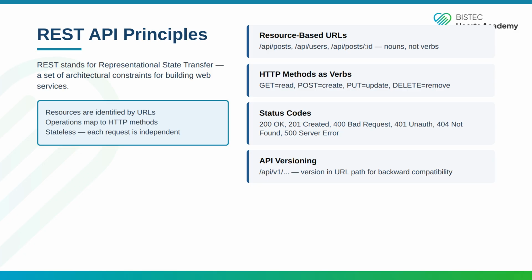Every request is stateless, meaning the server doesn't remember anything about previous requests. Resource-based URLs mean you use nouns, not verbs. It's /api/posts, not /getAllPosts. Status codes communicate what happened. 200 means success, 201 means created, 400 means bad input from the client, 401 means unauthorized, and 404 means not found. Versioning, putting v1 in your URL path, lets you evolve your API without breaking existing clients.